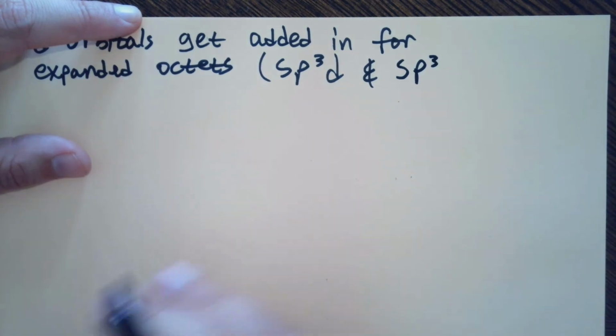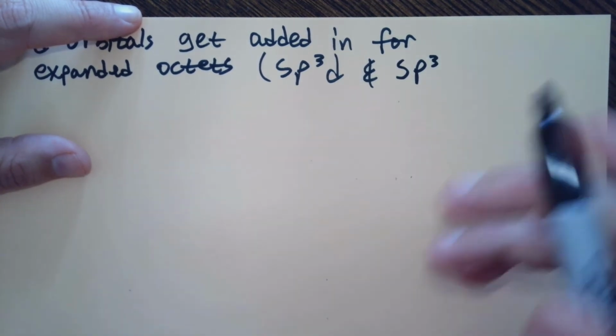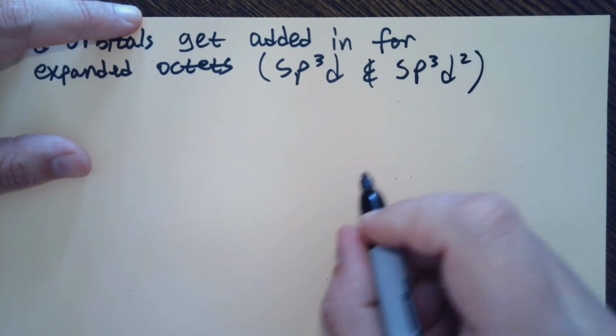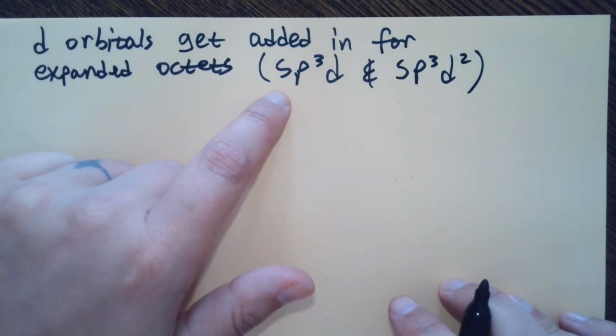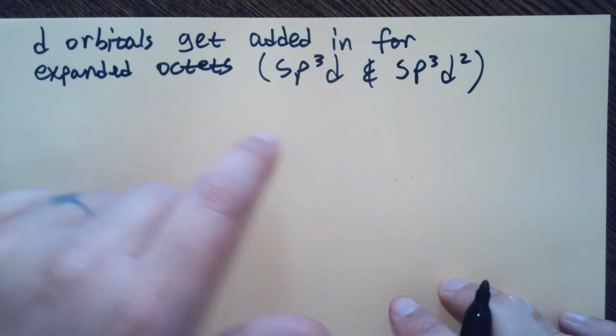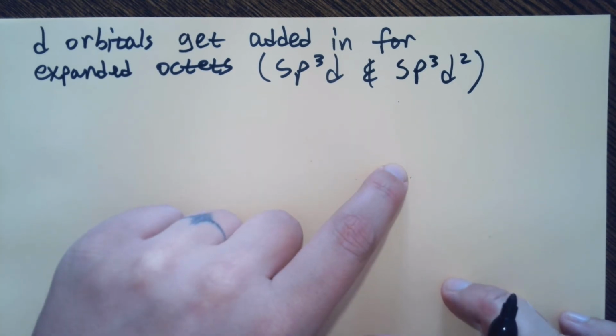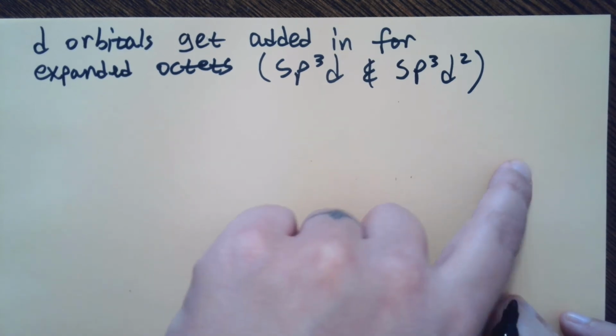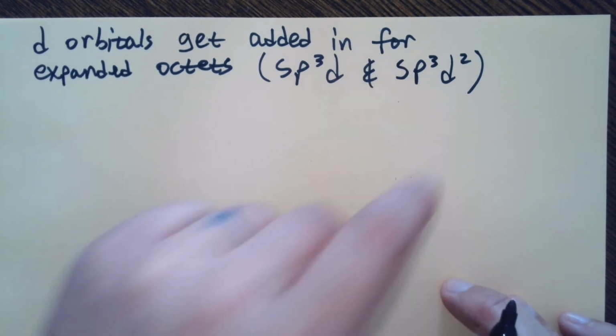If we're going to squeeze 12 electrons around instead of 10, what do we do? We bring d orbitals into play. So we just take our s orbital and we start mixing in p orbitals. We get sp, sp2, sp3, and then if that's not enough, sp3d, sp3d2, because those are the next orbitals we can bring in.